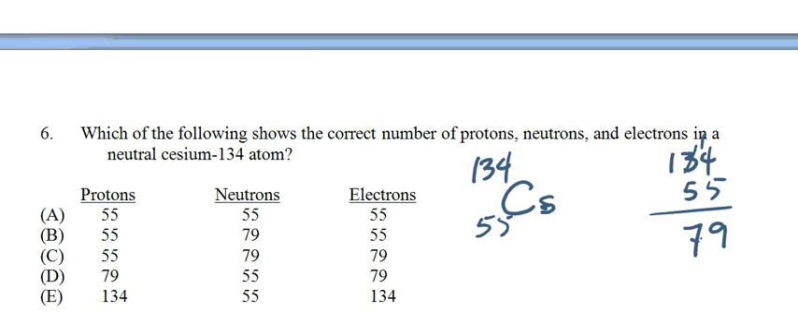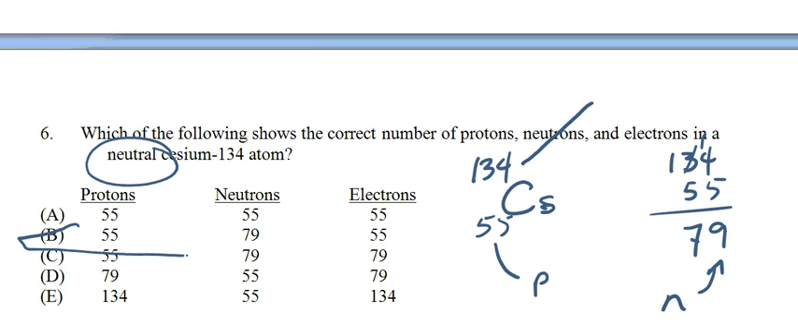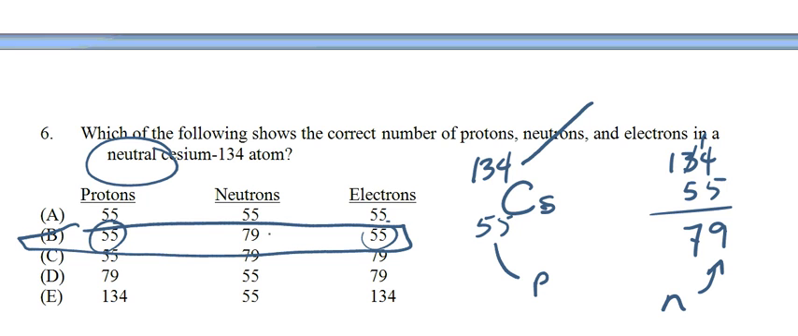Wow, I'm drawing a blank. 79. So we have 79, and this is neutrons. These are protons, and this is both protons and neutrons. Now the key here says neutral, so we want to have the same number of protons as we do electrons. Looks like there's our winner right there, letter B. So protons and electrons are the same because we're neutral, and we have 79 neutrons.